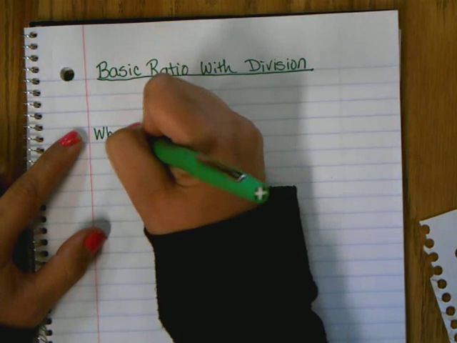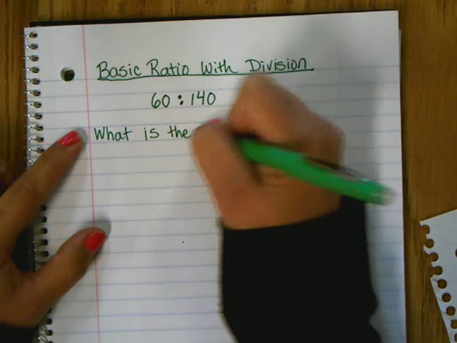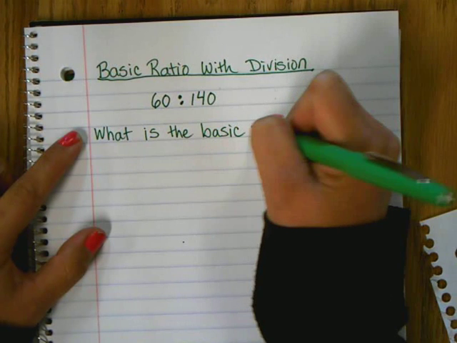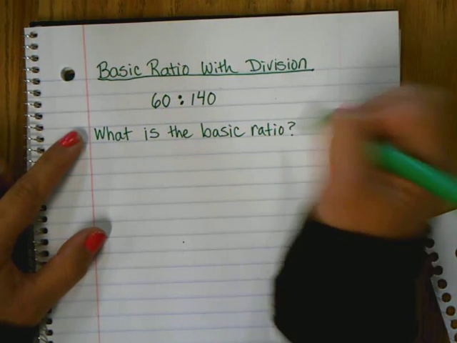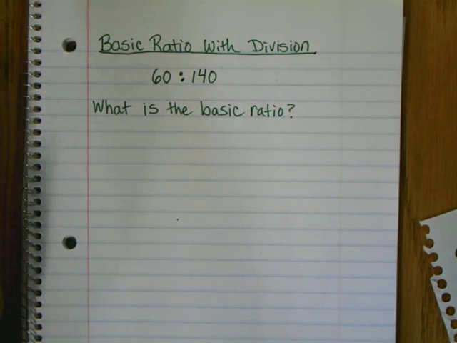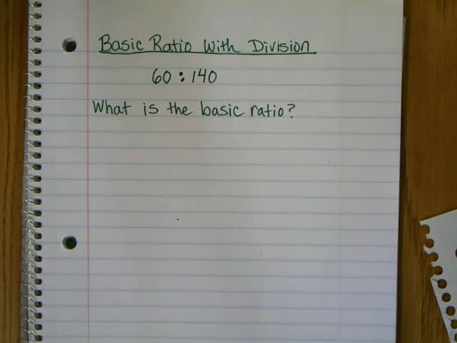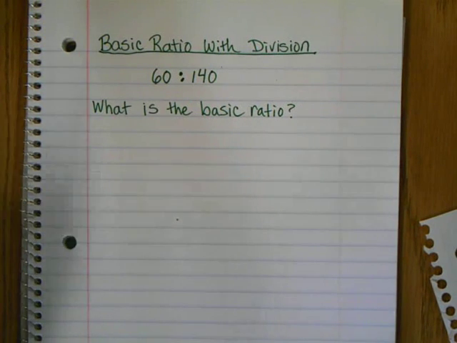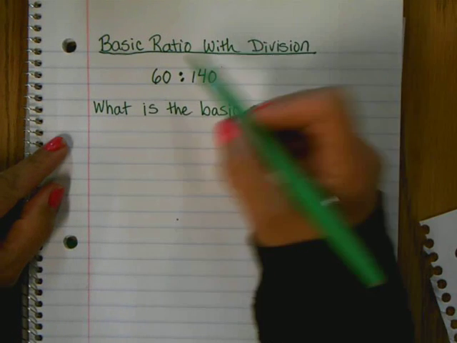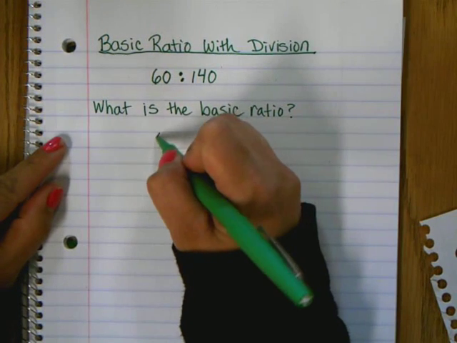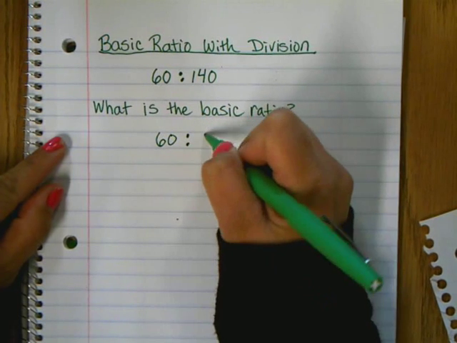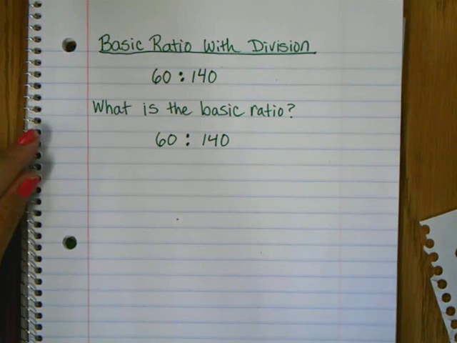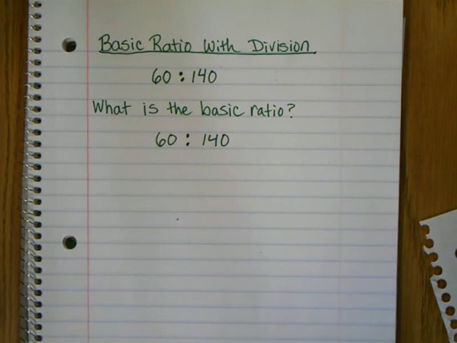Okay, so today, to begin, we're going to take a look at a ratio of 60 to 140. The question we want to answer today is, what is the basic ratio? Yesterday and earlier today when we looked at that homework problem, we discovered we had to find a basic ratio. So I'm going to show you how to do that.